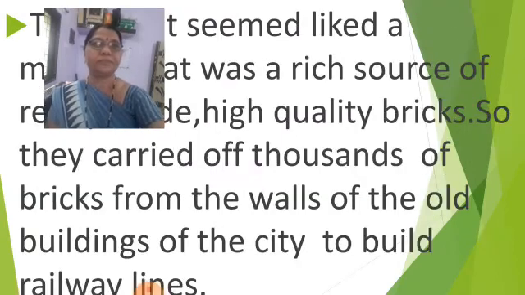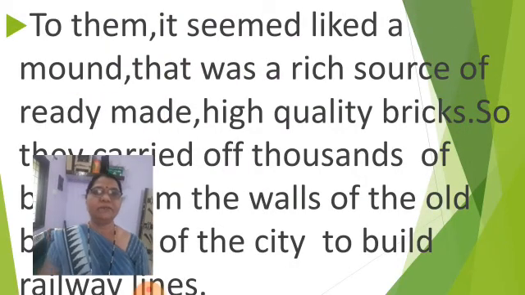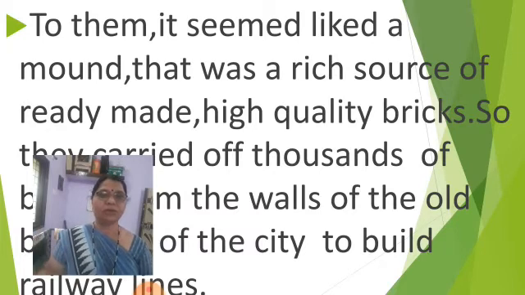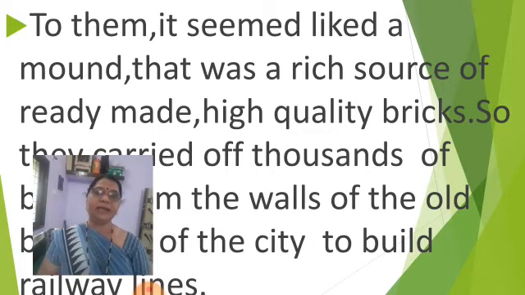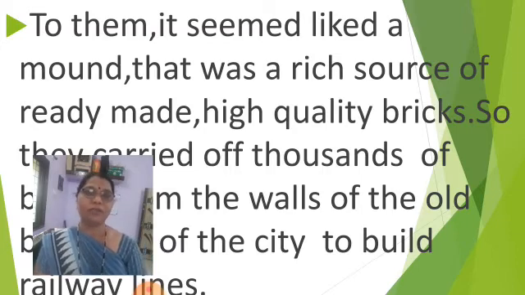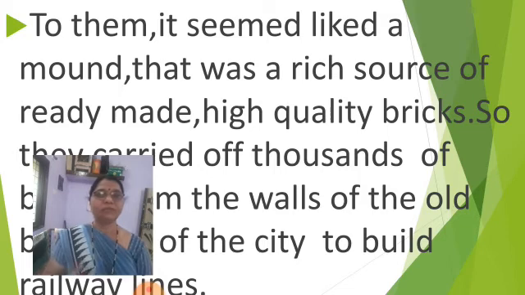And what was there? To them it seemed like a mound. Mound means a heap of stones or clay, where the graves were. Graves means that when people died, they were buried there; these Harappan people were buried there. And what did the engineers get here? A rich source of ready-made, high-quality bricks. And for what are bricks useful? Bricks are useful to construct the railway line and to construct houses.